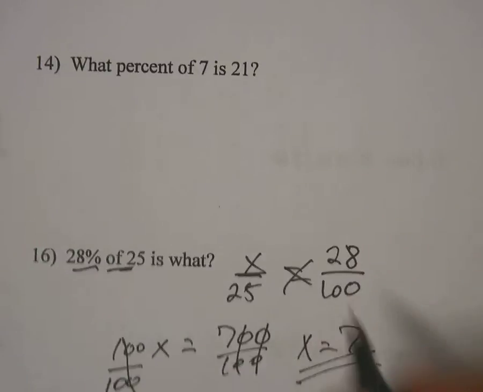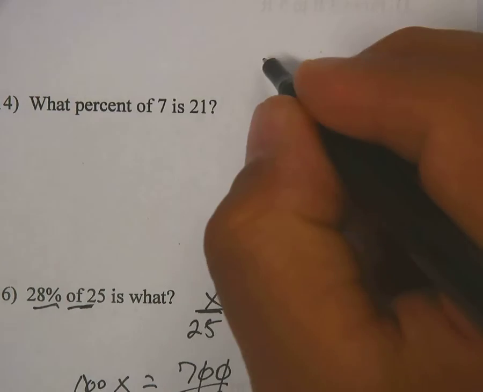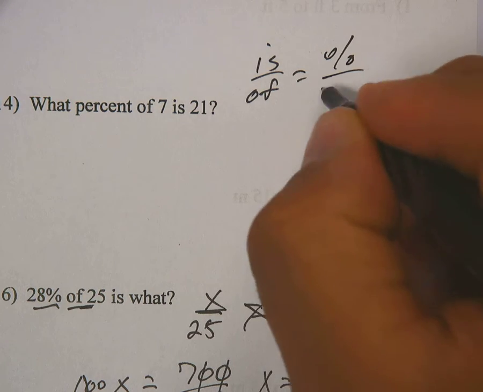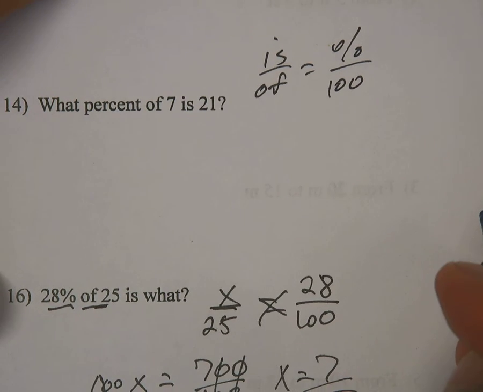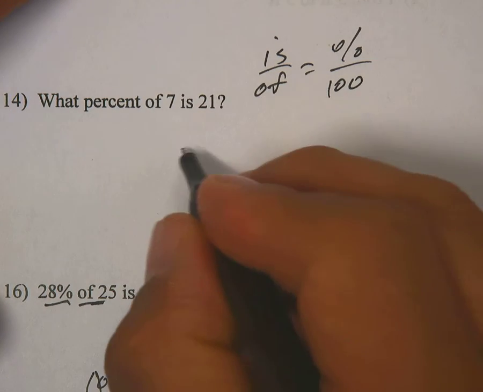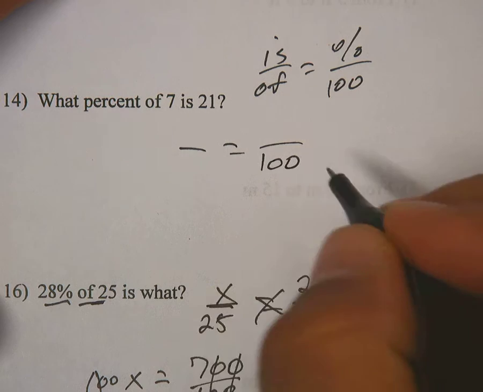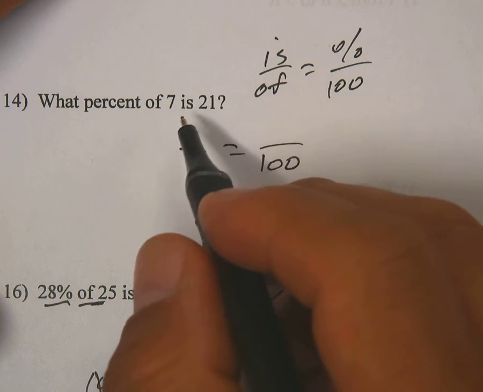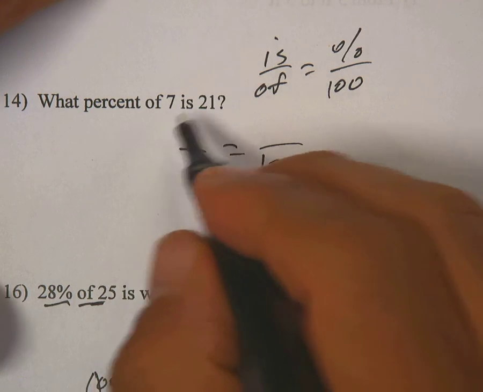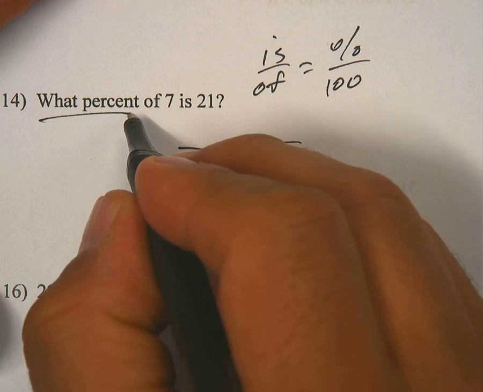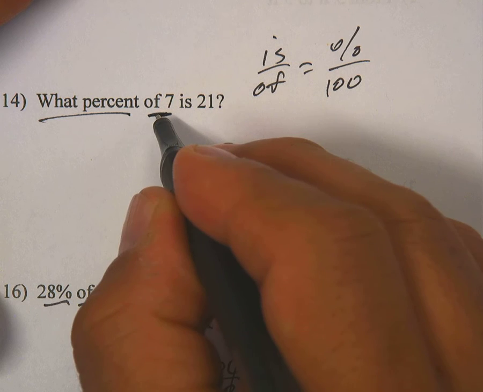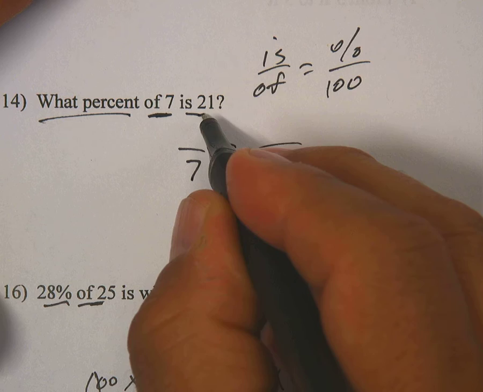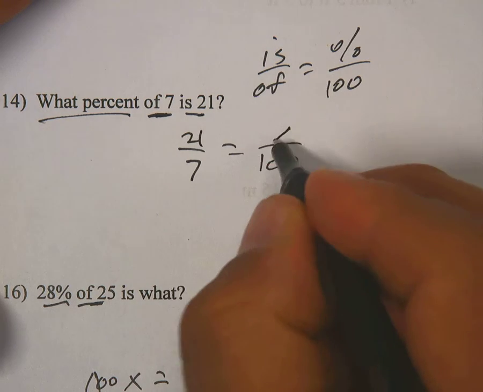Look at number 14. Okay, again, we're going to use is over of equals percent over 100. So I put the 100 there. Do they give me a percent? No, they don't. No number has a percent next to it, so they don't give me this number here. So that means the 7 is either the is or the of. And they even ask you what percent of 7. So where's the of? At the bottom. 21 is the is, so is on top. And we put an X.